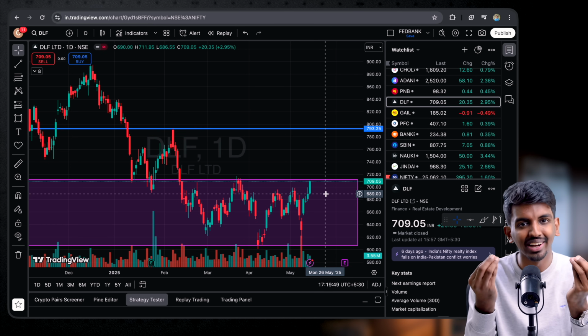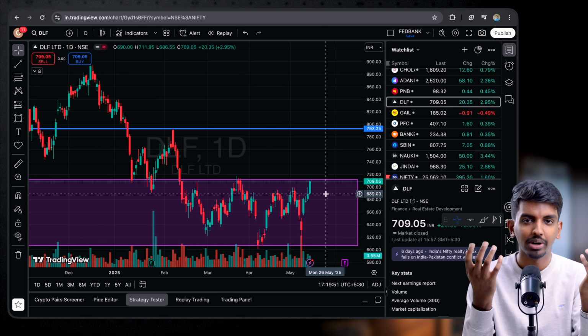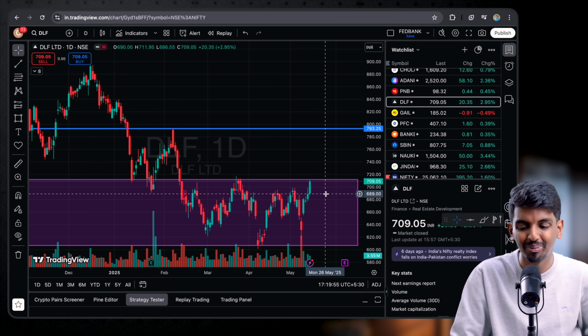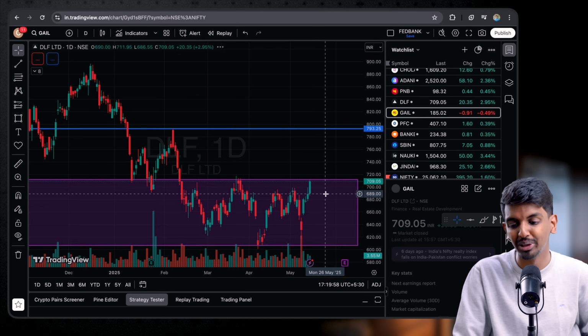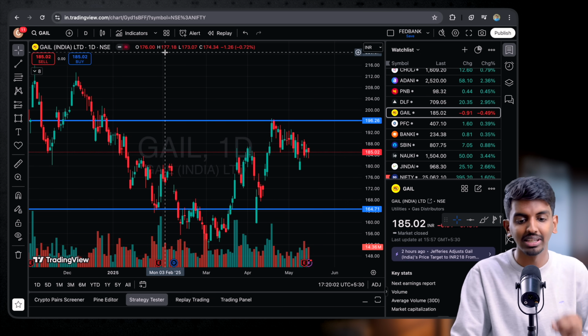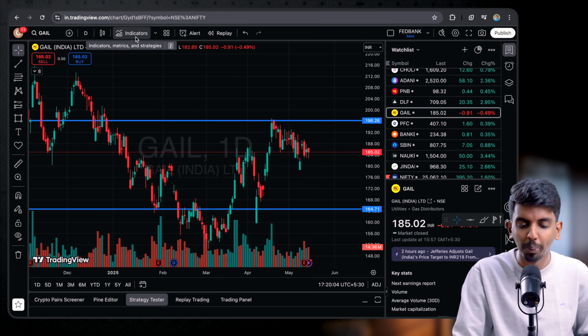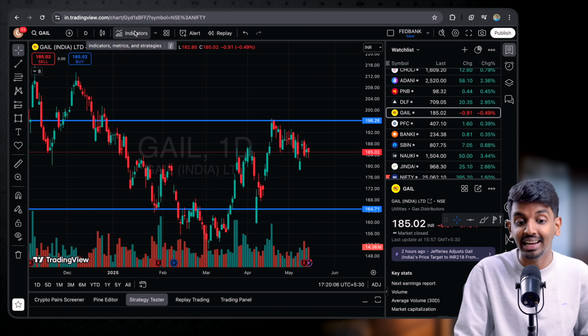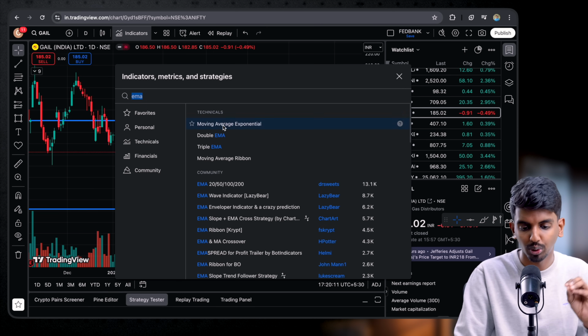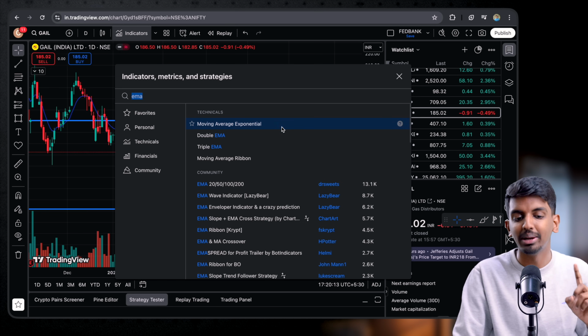But let's say you're a beginner and you want a more simple setup, right? That you can understand instead of taking your time out to learn price action, but I'll definitely recommend that you train yourself with price action. Let's open another stock for simplicity's sake. Let's open Gale here. So come click on the indicators button and add an exponential moving average. Okay. I'll want you to add two EMAs.